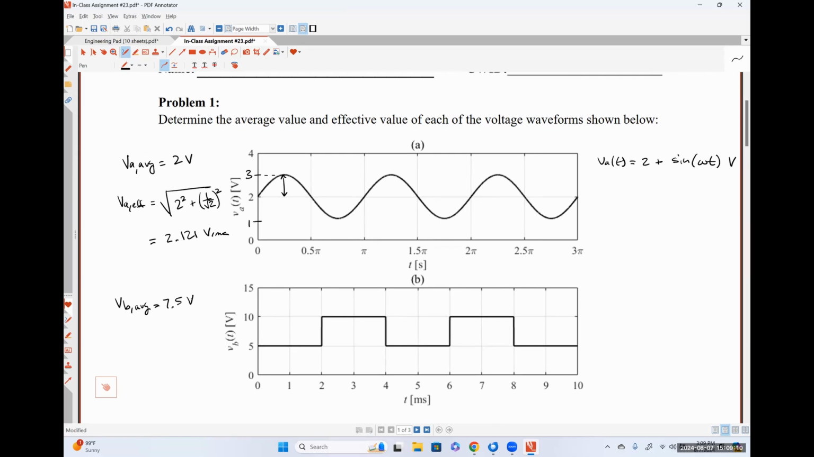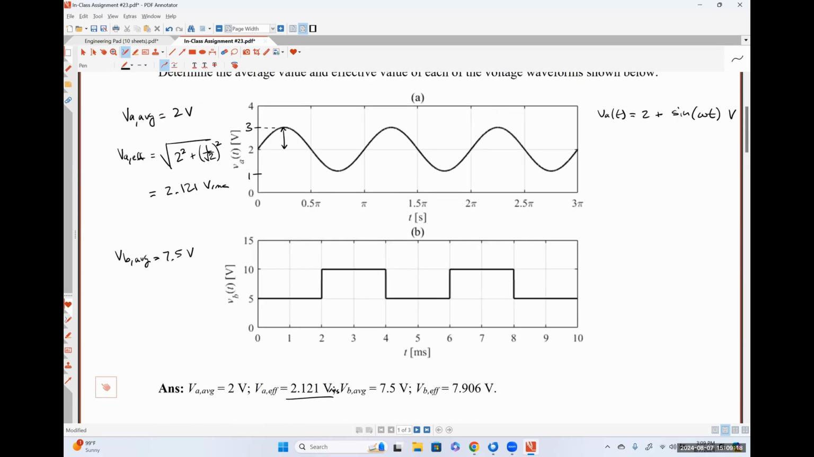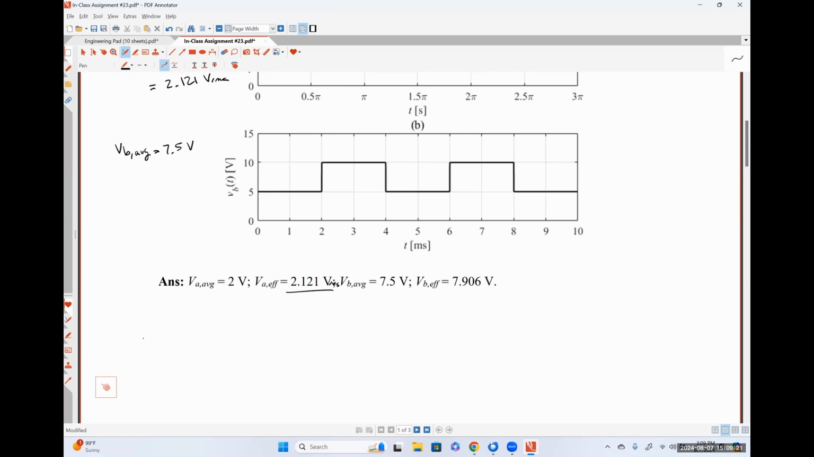Now for us to calculate the effective value of this thing, we're going to need to use our relationship, right? So V effective B would be equal to the square root of, so what's the period of this signal? From 0 to 4, so 4 milliseconds, okay? So we're going to have 1 over 4 milliseconds.